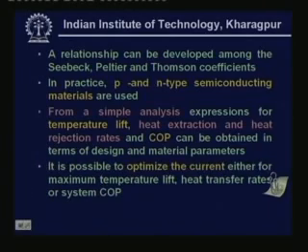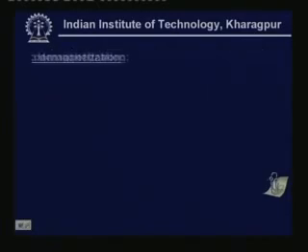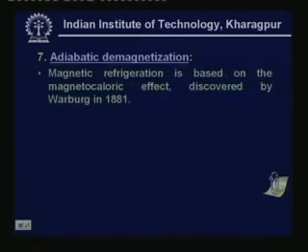And it is also possible to optimize the current either for maximum temperature lift or for maximum heat transfer rates or for maximum system COP. So the last effect is what is known as adiabatic demagnetization or magnetic effect. The magnetic refrigeration is based on the magnetocaloric effect discovered by Warburg in 1881. What is the principle of this?